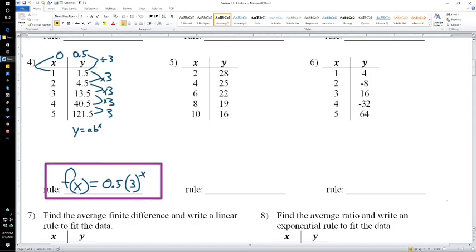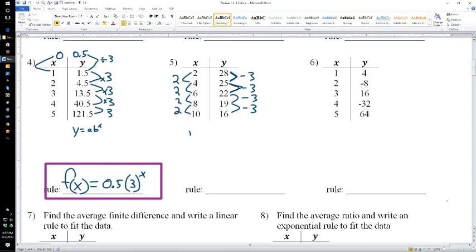Number 5. This one, I'm going to say it's linear, because if I subtract 3, I get to 25. Subtract 3, I get to 22. Minus 3 is 19. Minus 3 is 16. If you didn't figure it out, you can do 25 minus 28 and you'll get negative 3. 22 minus 25, you'll get negative 3 all the way down. But you'll also notice these x values are changing by 2's.